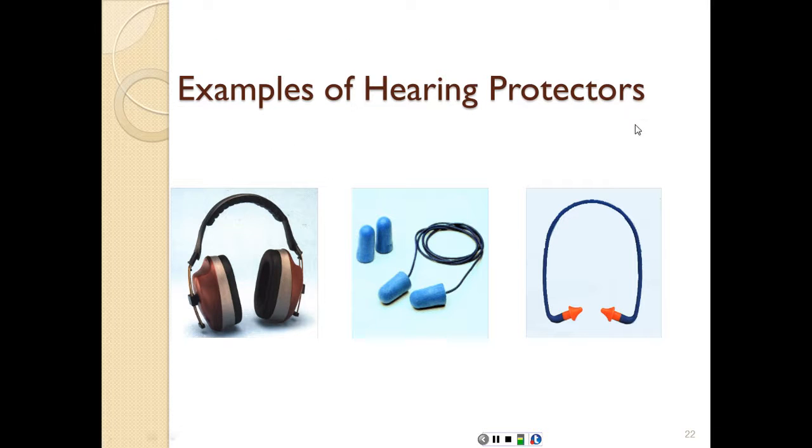Examples of hearing protectors, we're going to have these earplugs, different kinds of earplugs. These are molded earplugs that can fit inside the ear, and they can be shaped, or the ear muffs, which are going to be a little bit more comfortable and more heavy duty, that can provide better protection.